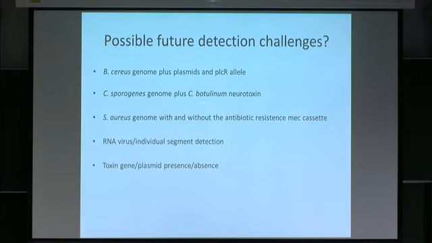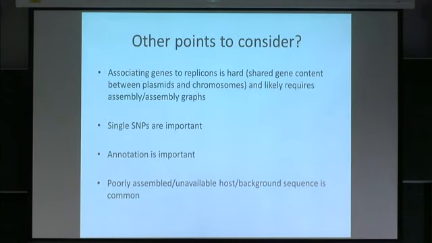Sporogenes plus the neurotoxins, Staph aureus genome with antibiotic-resistance cassette, RNA viruses, and toxin gene plasmid presence or absence. Some of the plasmid presence or absence we've already talked about, but sometimes it's very important to call all of the replicons to be able to say anything specific about a certain pathogen. So with that, other thoughts or points to consider.